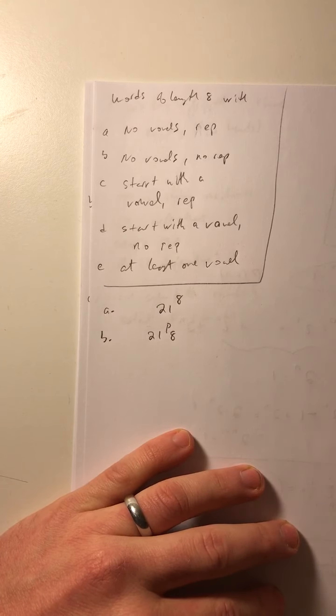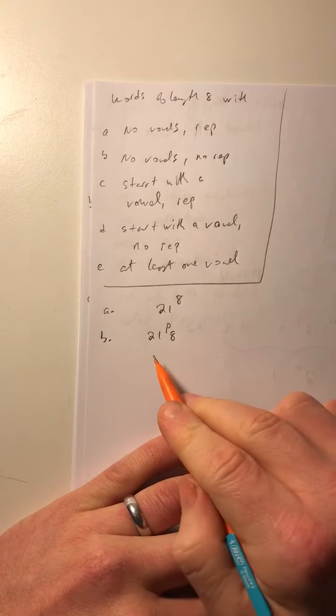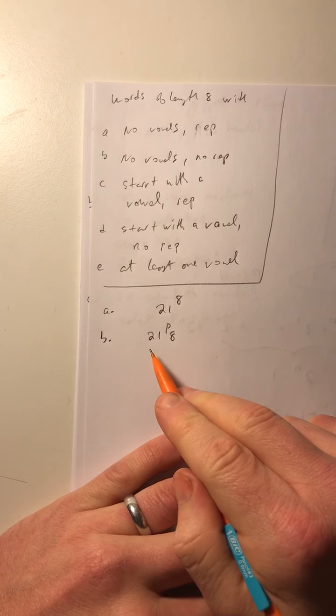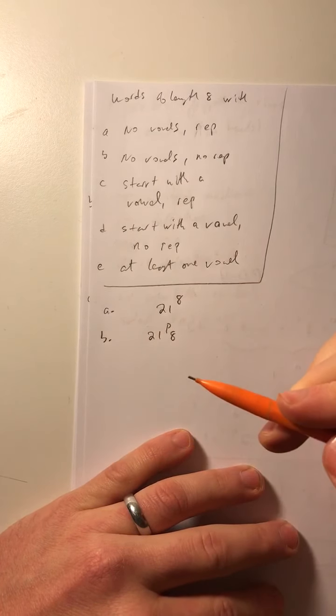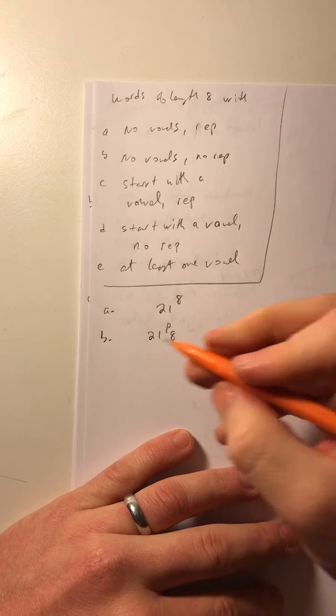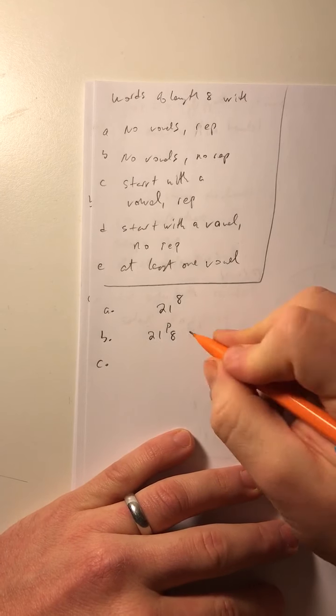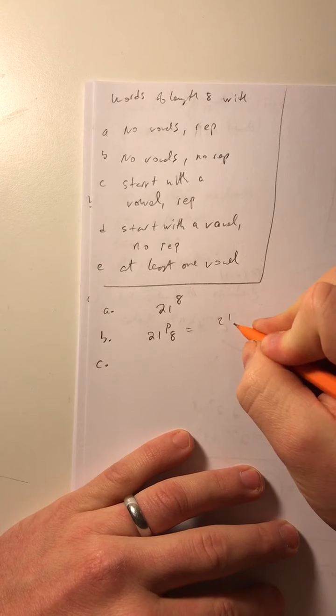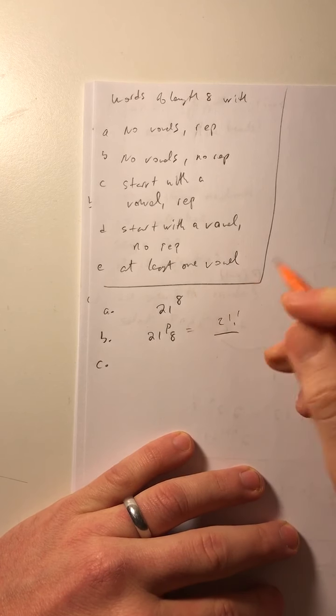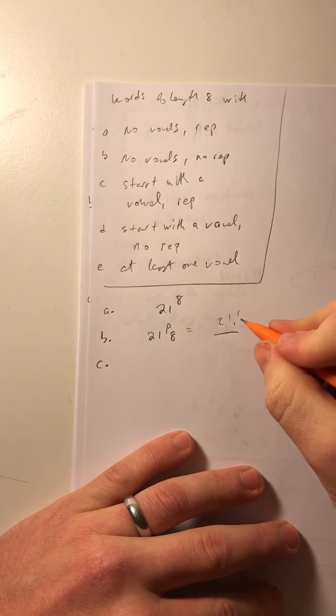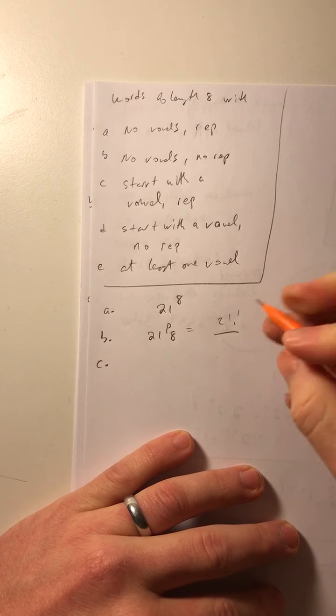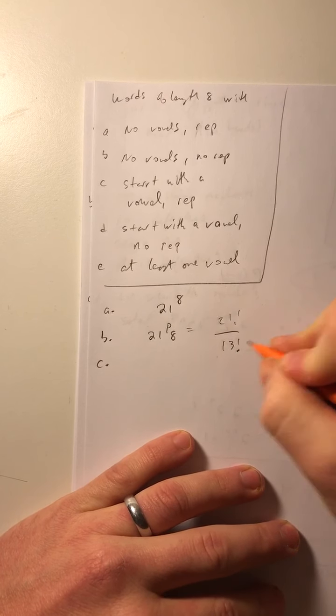P8. Okay? So I have 21 choices for the first letter because I can't choose any vowel, and then I have 20 choices for the second letter, 19 for the third, etc. And you don't have to write anything else out, but this is 21 factorial over 13 factorial, that is 21, 20, 19, 18, 17, 16, 15, 14.